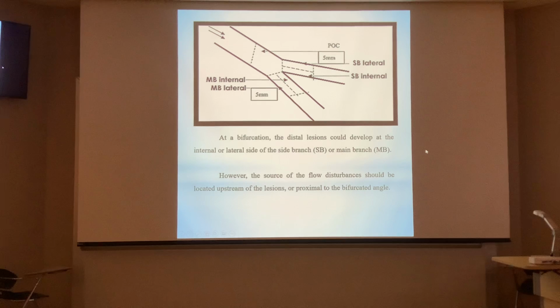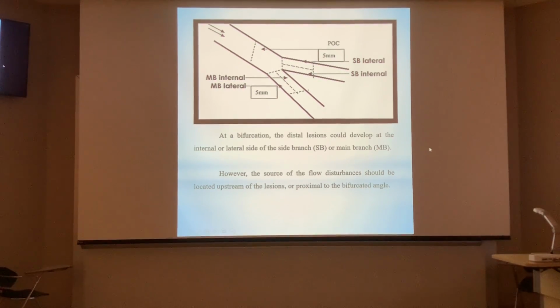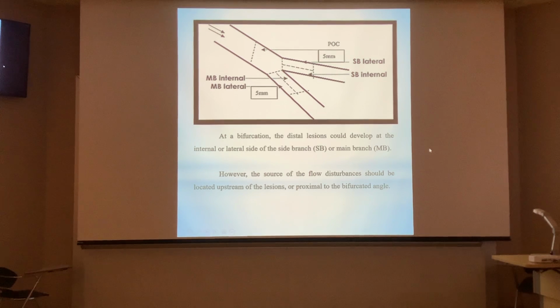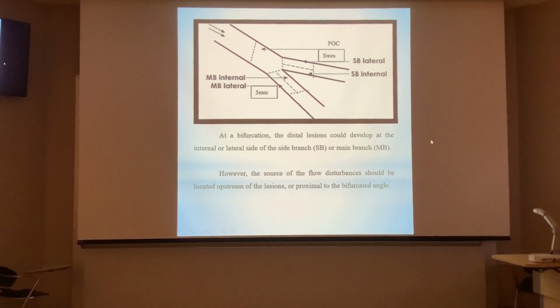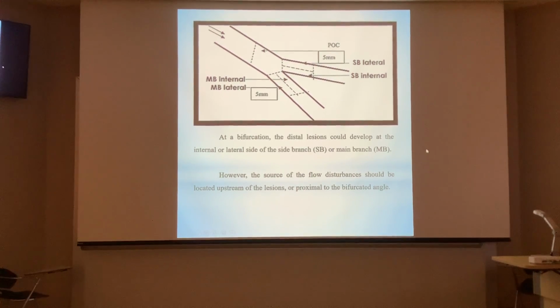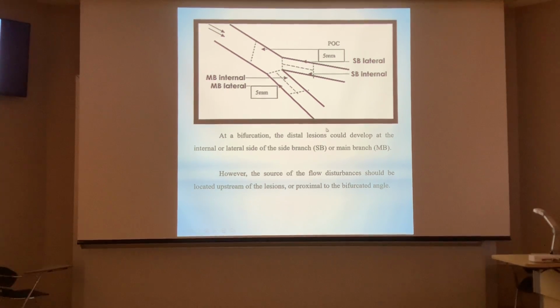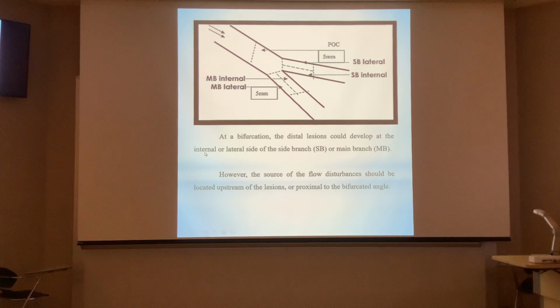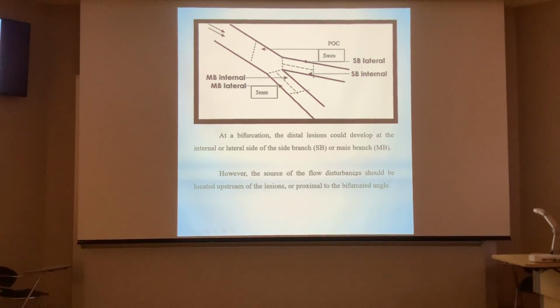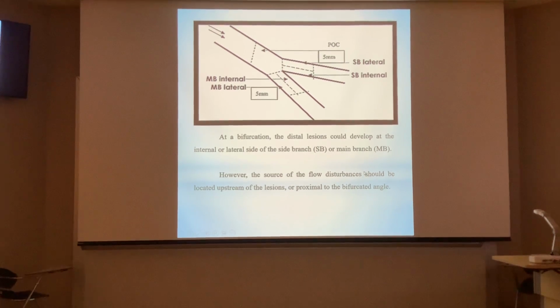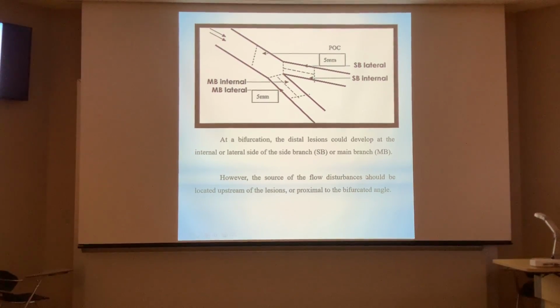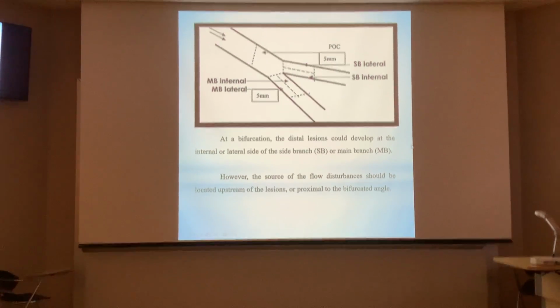And this is a schematic of the bifurcation lesions. The distal lesions could develop in the internal or lateral side of the side branch or the main branch. However, the source of the flow disturbances can be located upstream of the lesions, or proximal to the bifurcation angle.